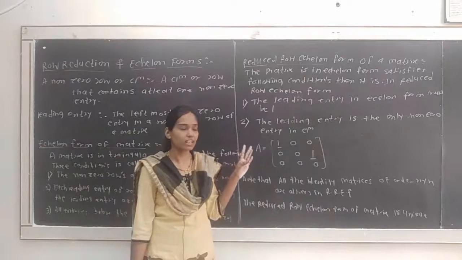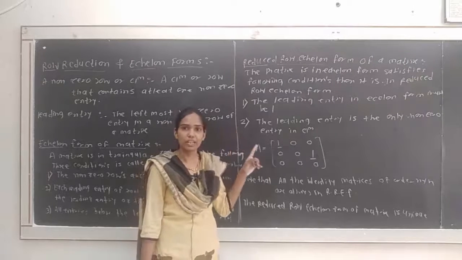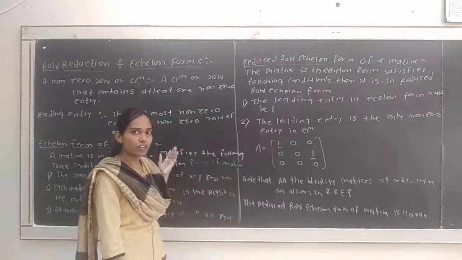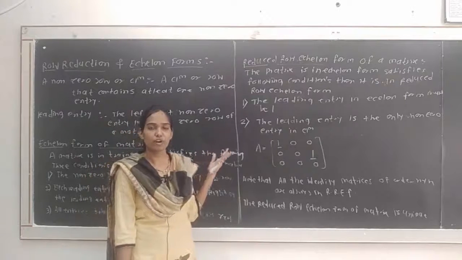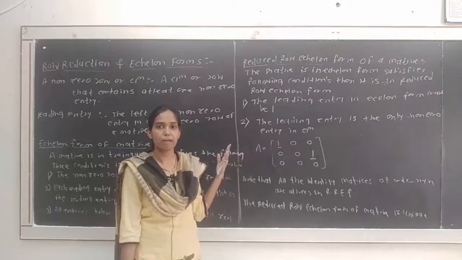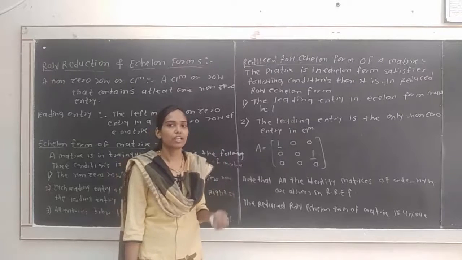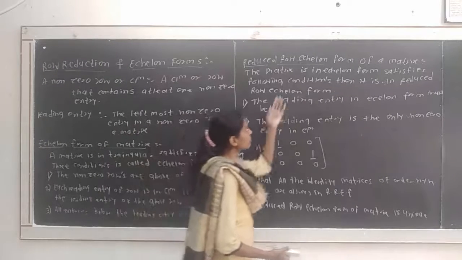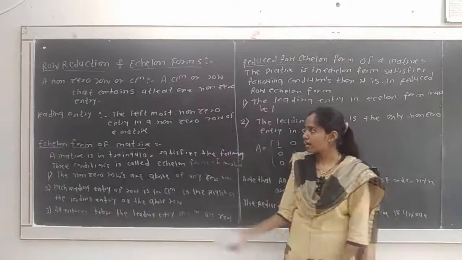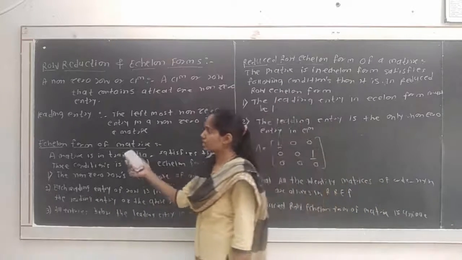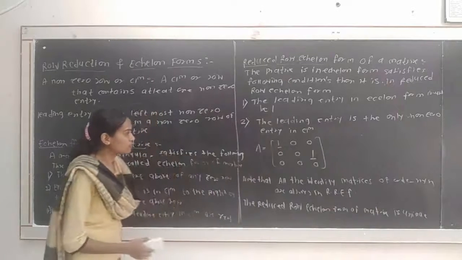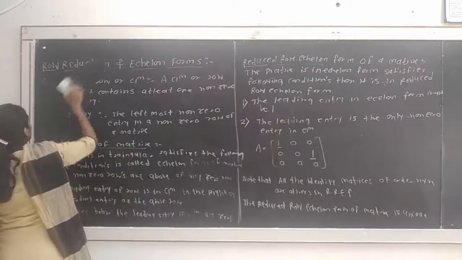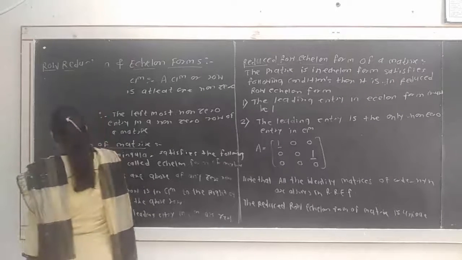So always note that the reduced row echelon form of any matrix is always unique, but for the row echelon form, we get different row echelon forms for a given matrix by applying different sequences of elementary row operations. Okay, so in this way is the difference between the reduced row echelon form and the echelon form. Then we solve some examples on row echelon form and reduced row echelon form.